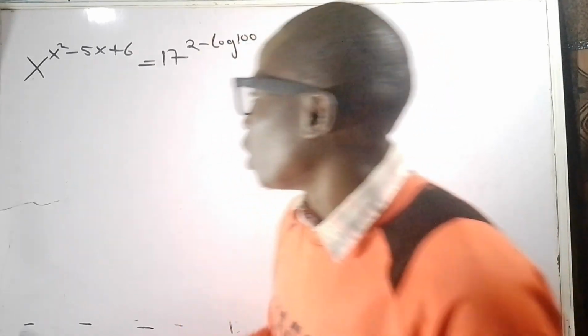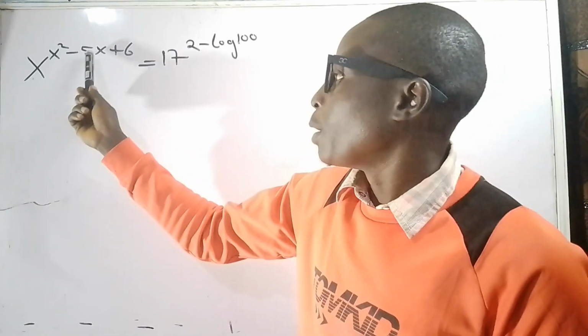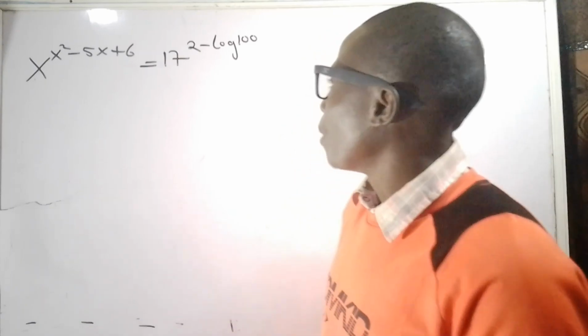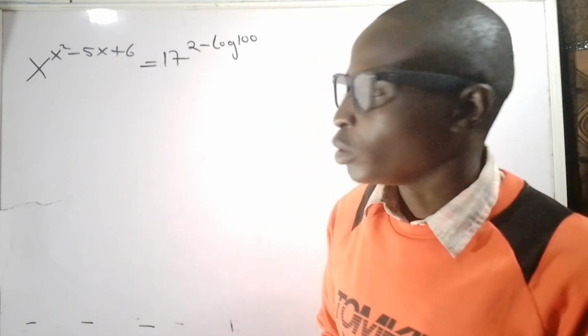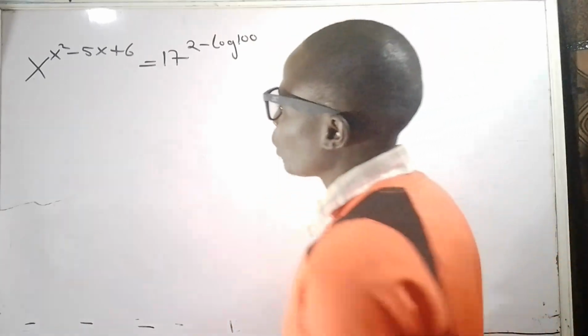So let's consider x raised to the power of x squared minus 5x plus 6 is equal to 17 raised to the power of 2 minus log 100. So follow me, let's solve this radical equation together.